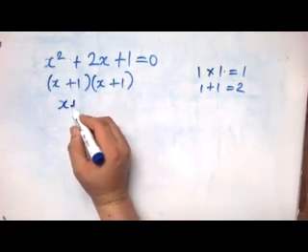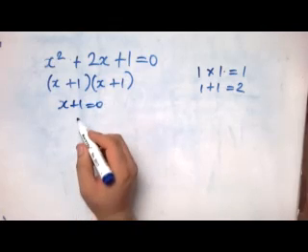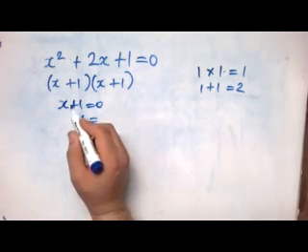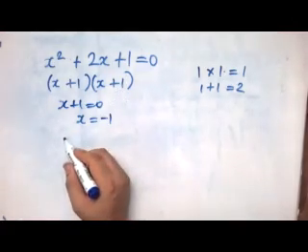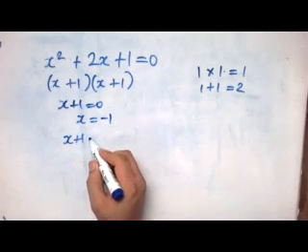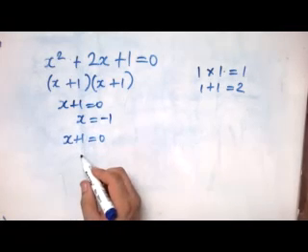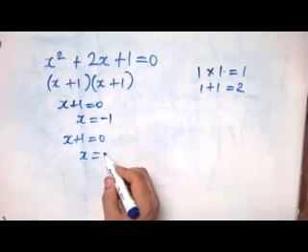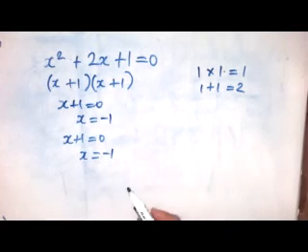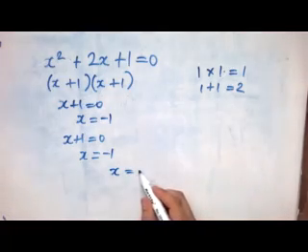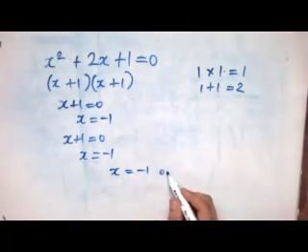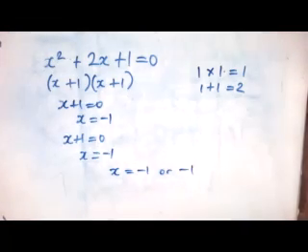x plus 1 equal to 0. X alone plus 1 will cross over to become minus 1. The same thing applies to the second bracket. X plus 1 equal to 0. X alone will equal to minus 1. So in this equation, our x is equal to minus 1 or minus 1. So that is the answer for that.